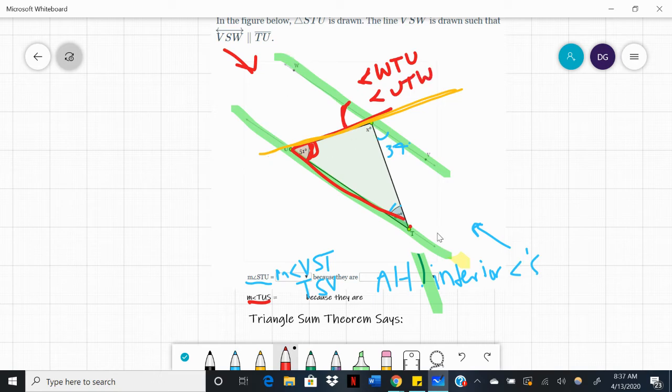WTU or U. Oh, that's not a T. What was that one? Sorry. What was this guy called? S. Whoops. That's not T, that's an S. So it's either going to be WSU or USW. Sorry about that.